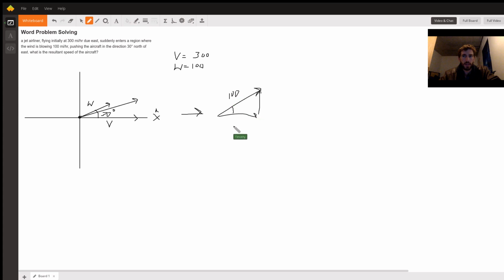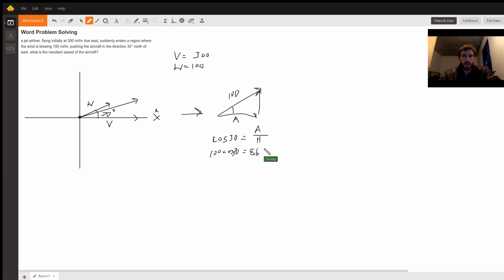All right, we know SOHCAHTOA, so we can say cosine of 30 is going to give us our adjacent side. CAH means adjacent over hypotenuse, and the hypotenuse is 100. So the adjacent side is going to be 100 cosine 30. And oh my goodness, I'm going to buy a mouse today. I really apologize for this. But essentially, 100 cosine 30 is going to come out to about 86.6.